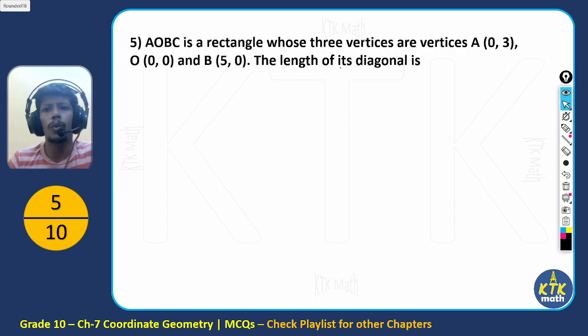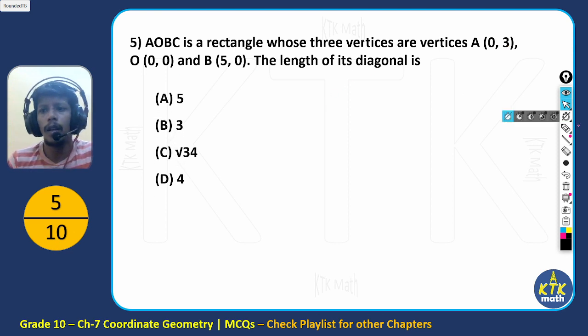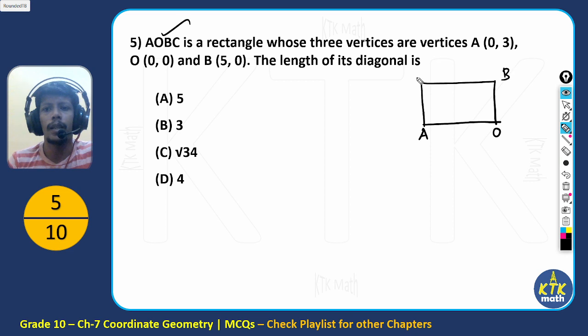AOBC is a rectangle whose vertices are 0, 3 and 0, 0. They are asking for the length of its diagonal. See, you just imagine a rectangle, and write it in the same order: A, O, B, C. They gave that this is a rectangle, so the diagonals AB and OC are going to be equal in length. In a square and a rectangle, the diagonals are equal in length. So you can find either the AB length or the OC length, it is our choice. OC is not given here, so they mentioned AB only.